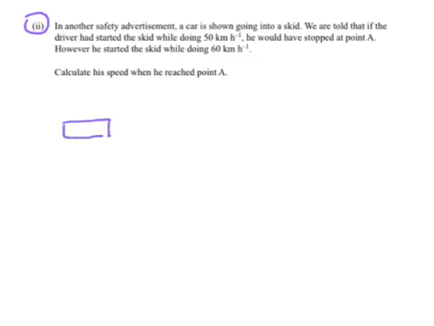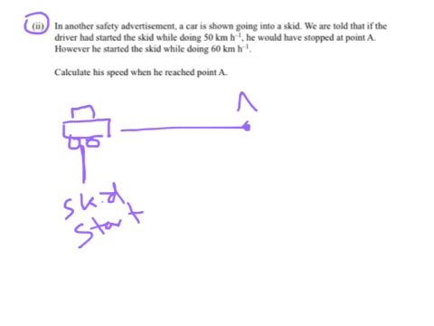So we've got the car coming along, it gets into a skid from this point, so skid start, and if he was doing 50 kilometers per hour, would have stopped at point A. However, he started the skid while doing 60 kilometers per hour, and presumably would stop somewhere here, past the 50 point. We want to know the speed when he reached point A.